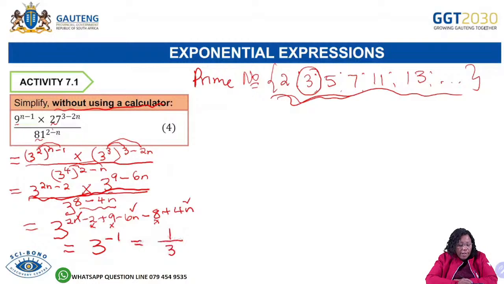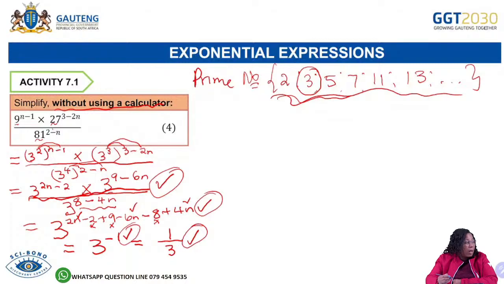And then it is allocated 4 marks. It will be 1 for writing this with base 3, all of them. And then 2 for simplification of adding and subtraction, applying the rules. And then the third mark will be for simplification to 3 to the power minus 1. And then lastly for writing that without the negative indices. So that is the allocation of marks to that particular problem.